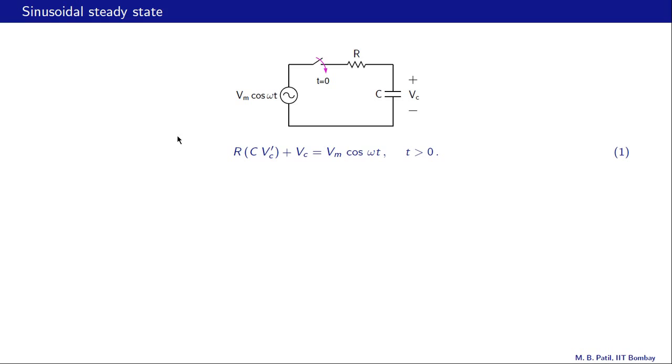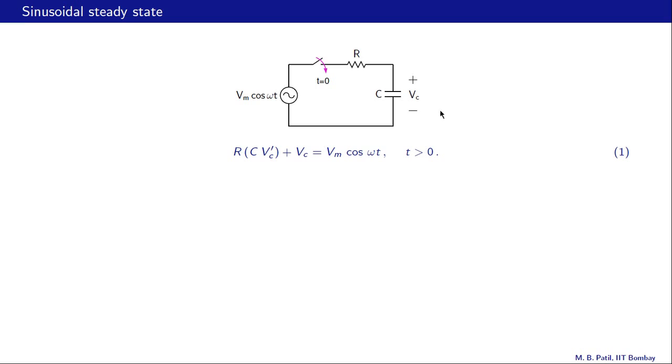Let us try to understand the meaning of this term sinusoidal steady state with the help of this example. It's an RC circuit with a sinusoidal input voltage. There is a switch here which closes at t equal to 0, and initially the capacitor is uncharged. That means Vc is 0.